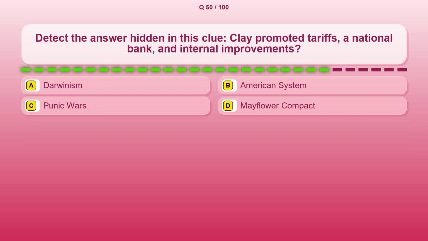Question 50. Detect the answer hidden in this clue. Clay promoted tariffs, a national bank, and internal improvements. Option A, Darwinism. Option B, American system. Option C, Punic Wars. Option D, Mayflower Compact.